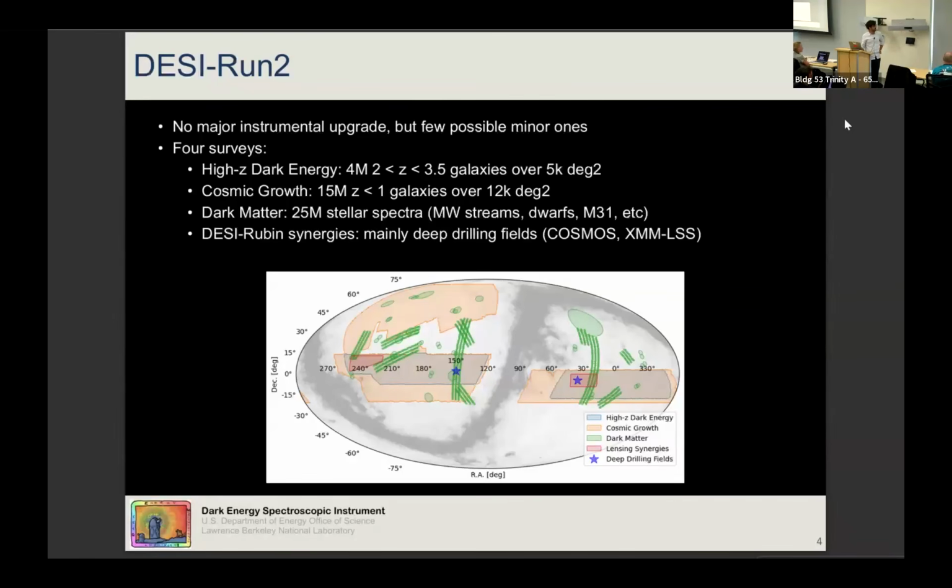Then you have what we call the cosmic growth survey, which will gather about 50 million redshifts at below redshift 1, high density, on a larger footprint of 12,000 square degrees. You can see it in orange here. Then dark matter, which will collect spectra of lots of stars. And then also a dedicated part for the Rubin synergies, mainly focused on COSMOS and XMM-LSS, which you can see as two stars here.